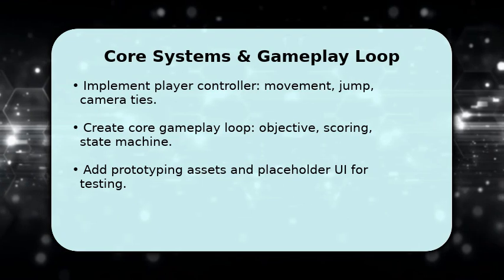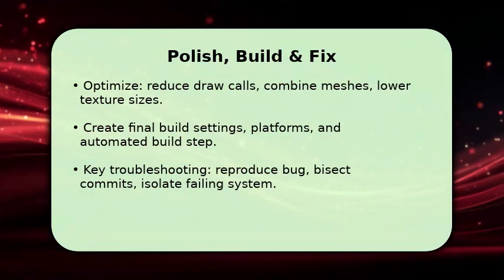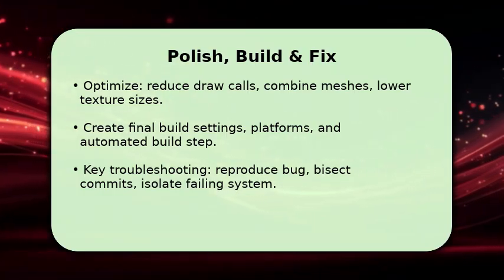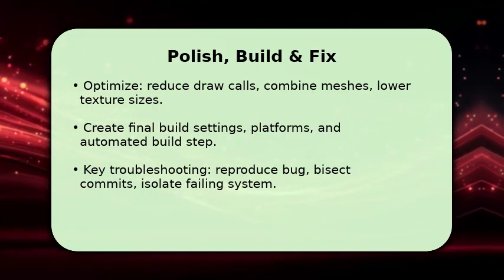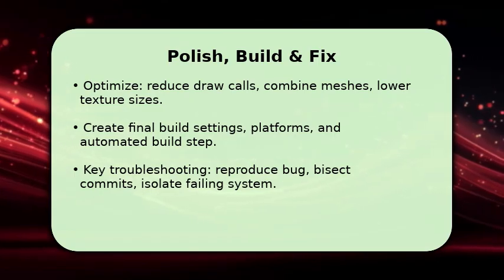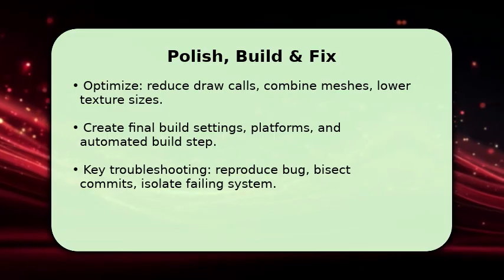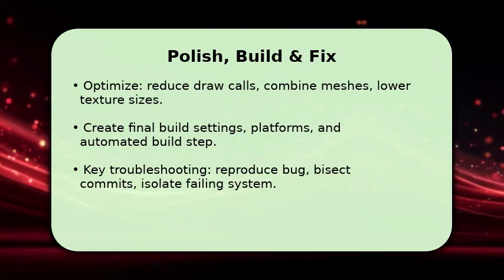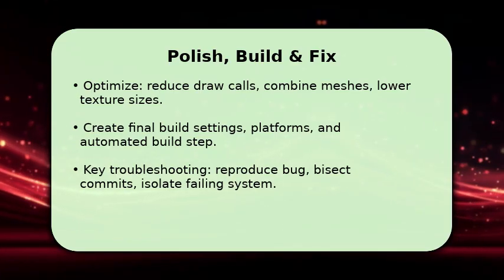Finish by polishing visuals, optimizing performance, and preparing a release build. You should profile first, reduce draw calls, combine meshes, and lower texture sizes as needed so target devices run smoothly. Once stable, configure build settings for platforms and add an automated build step to avoid manual drift. If things go wrong, reproduce the bug consistently, then bisect commits to isolate the regression. This methodical approach lets you fix the root cause instead of patching symptoms.